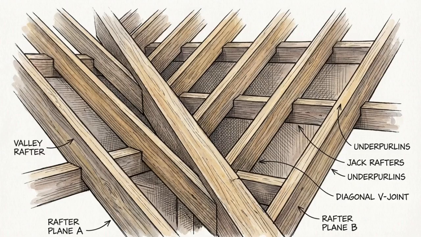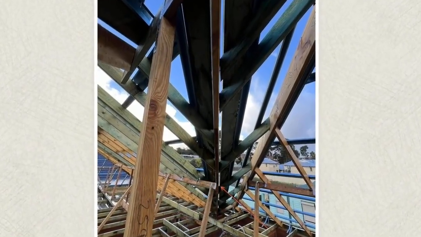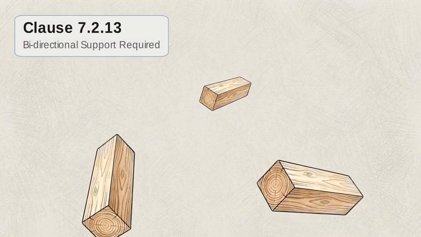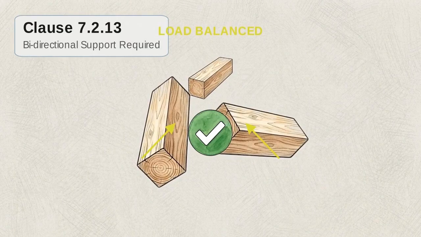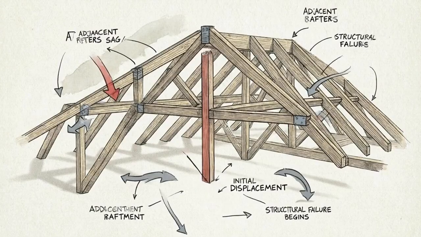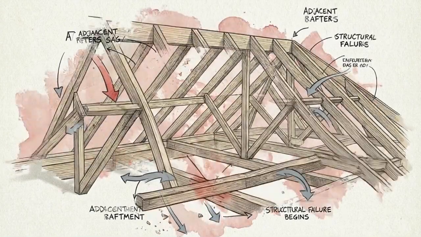Another critical failure point in roof load distribution involves the valley rafter. This valley rafter lacks necessary bidirectional support. It is supported by an underpurlin in only one direction, failing to meet the code's load-sharing requirements. Clause 7.2.13 mandates that valley rafters be supported in both directions unless alternative strutting points are available. Omitting a single secondary support or bracket shifts unintended loads onto other members, which can lead to systemic structural failure.